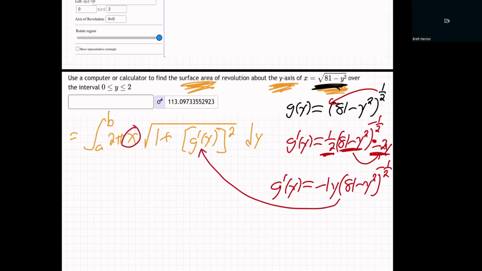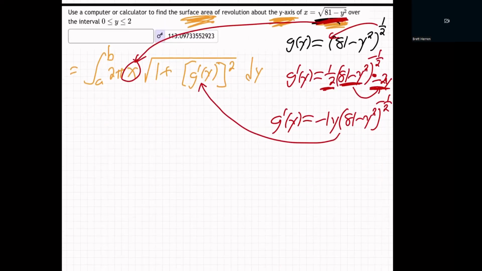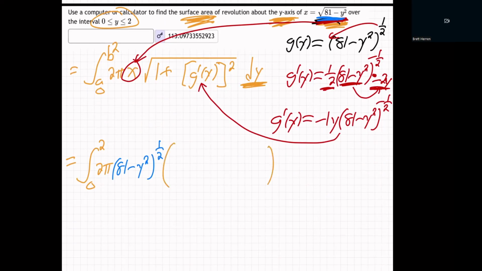And what do you put in for this x? Well, x is this. So we put x equal to the square root of 81 minus y squared. So what do we get? And what's the a to b? Well, the a to b is on the y-axis, and they tell us right here y goes from 0 to 2. So from 0 to 2 of 2 pi x, where x is going to be this right here. So I'll go 81 minus y squared to the half, the root. And then the other part is this whole thing to the half.